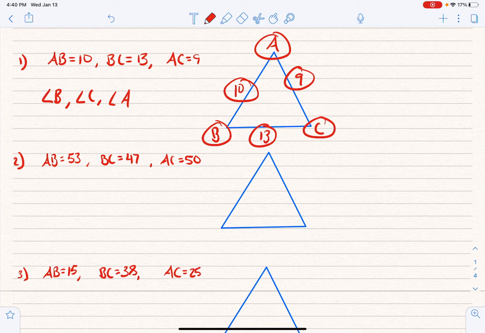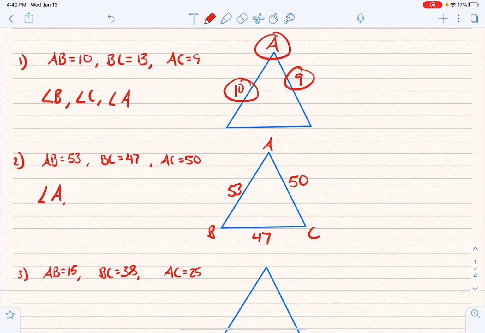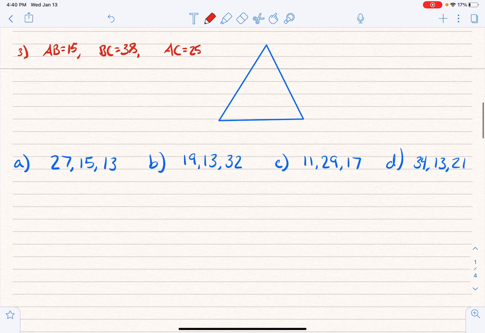Same thing here. Again, it works if you just draw some generic triangle, and that's what I've done here. So I'm going to say this is A, B, C. And so AB is going to be 53, BC is 47, AC is 50. Okay, and so then what do we have here? The smallest would have to be angle A, the next smallest would be angle B, and the largest would be angle C.